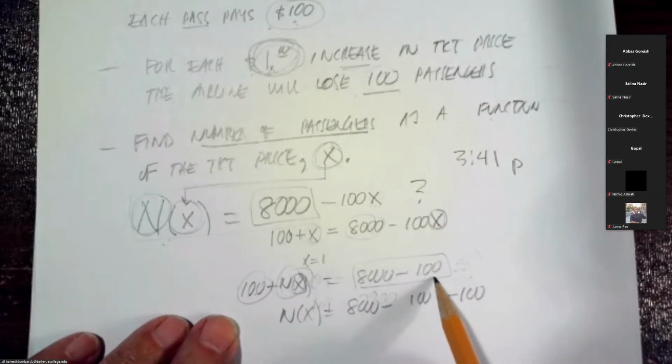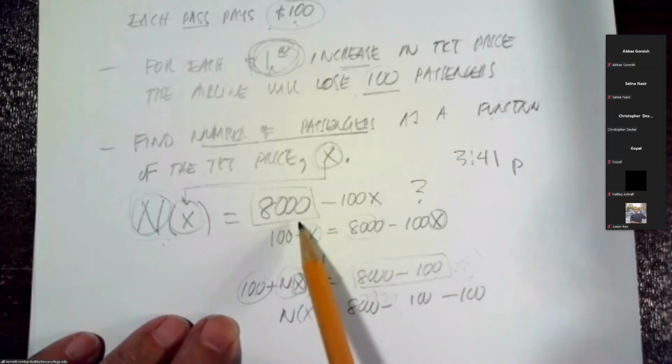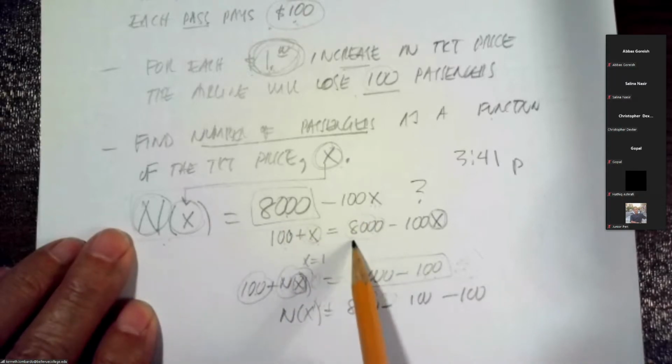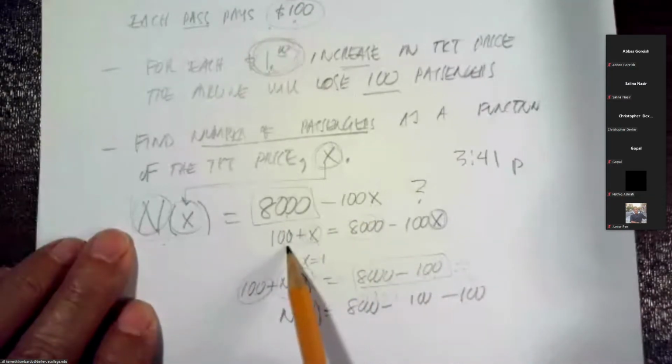When I said to sub in the n as a function of x, I was actually referring to two steps above where you're working right now, where we have 100 plus n as a function of x equals 8,000 minus 100x. All right.